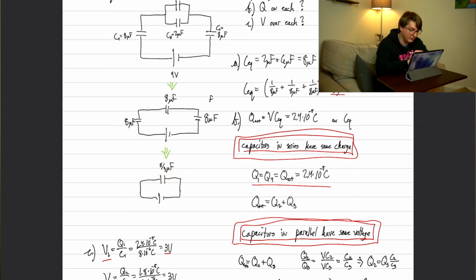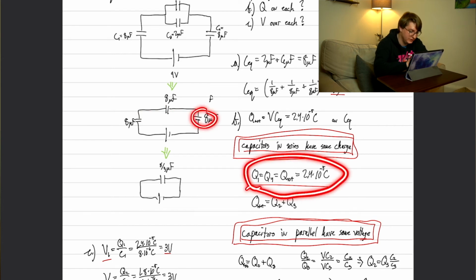It doesn't get split 3 ways. That actually would happen if it was parallel. It would have to share the charge. These don't have to share the charge. Each of them pushes the same charge to the other ones. Turns out then we now have the charges for each of these.